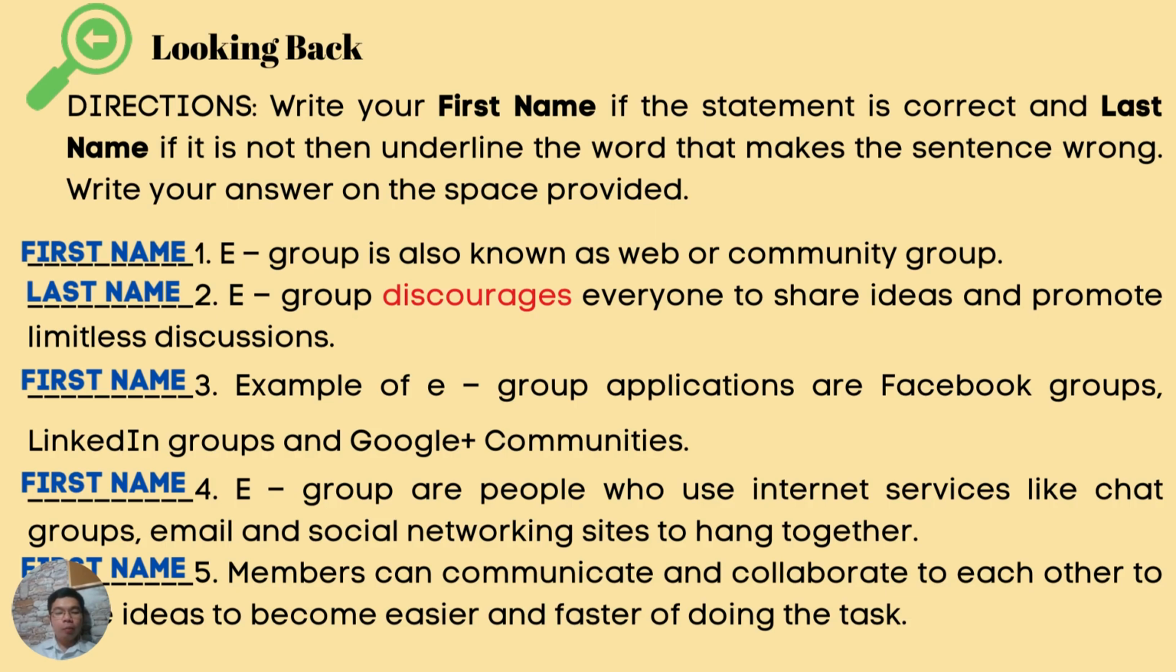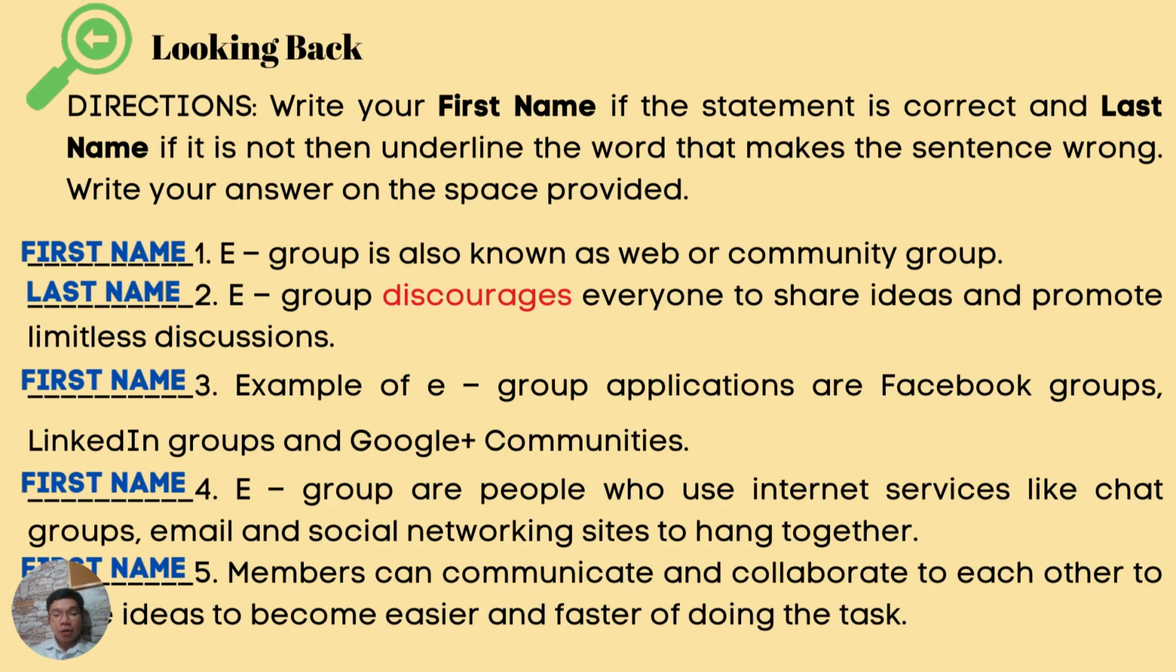Number 1, e-group is also known as a web or community group. The answer is your first name. Number 2, e-group discourages everyone to share ideas and promote limitless discussion. The answer is your last name. And the word that makes the sentence wrong is discourages. E-group encourages everyone.